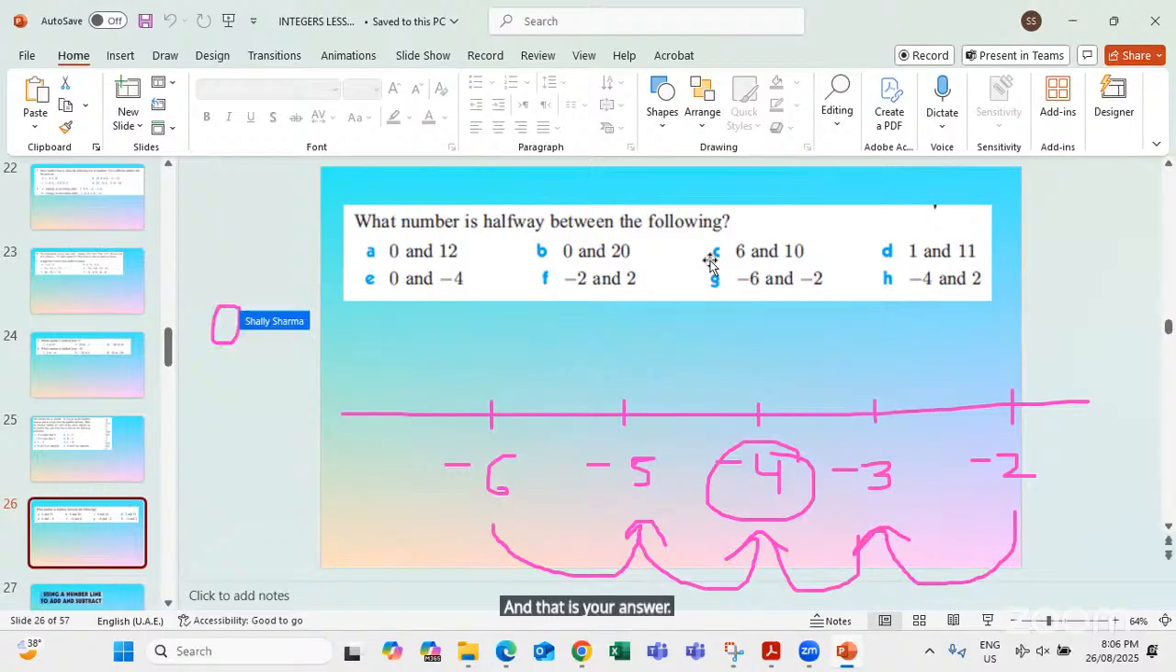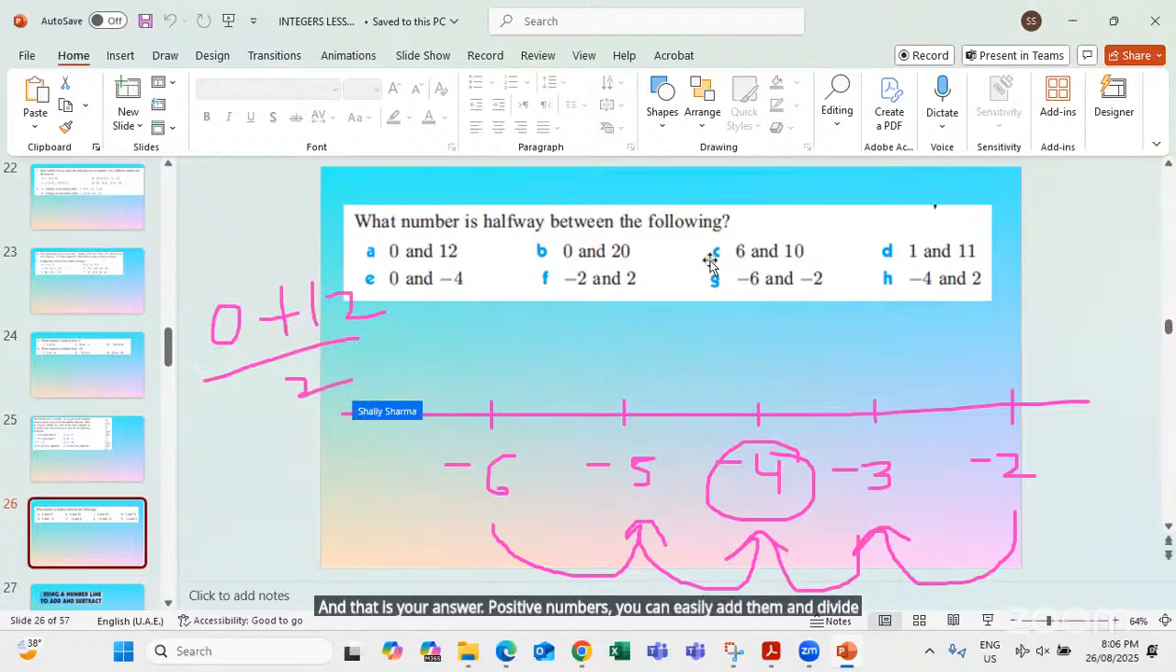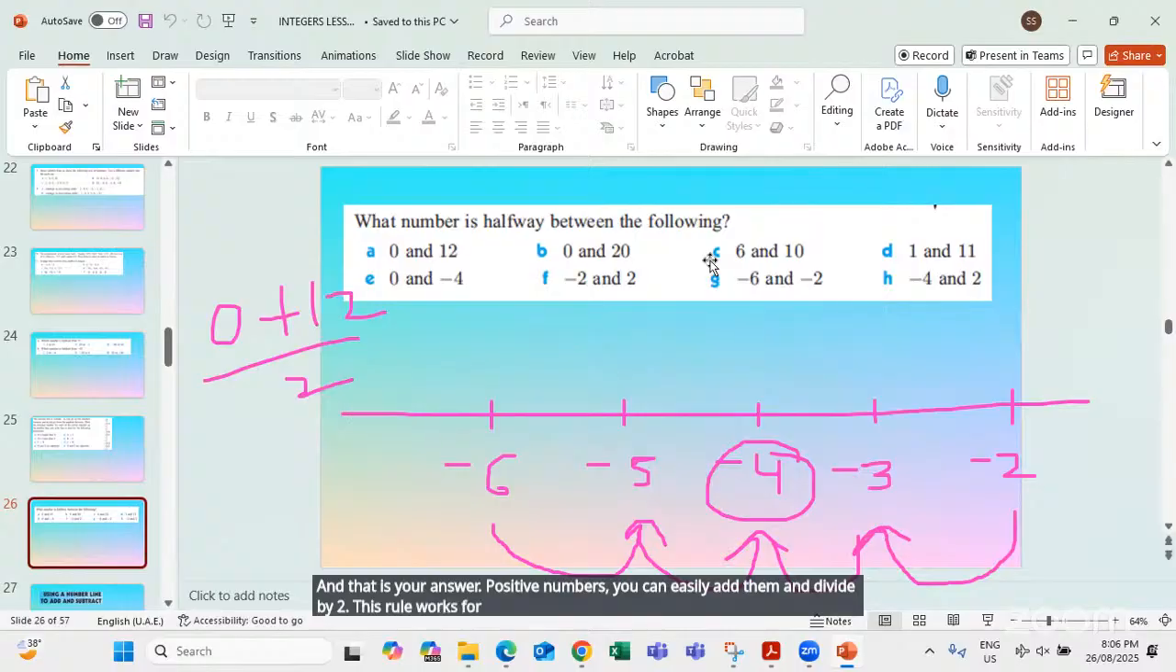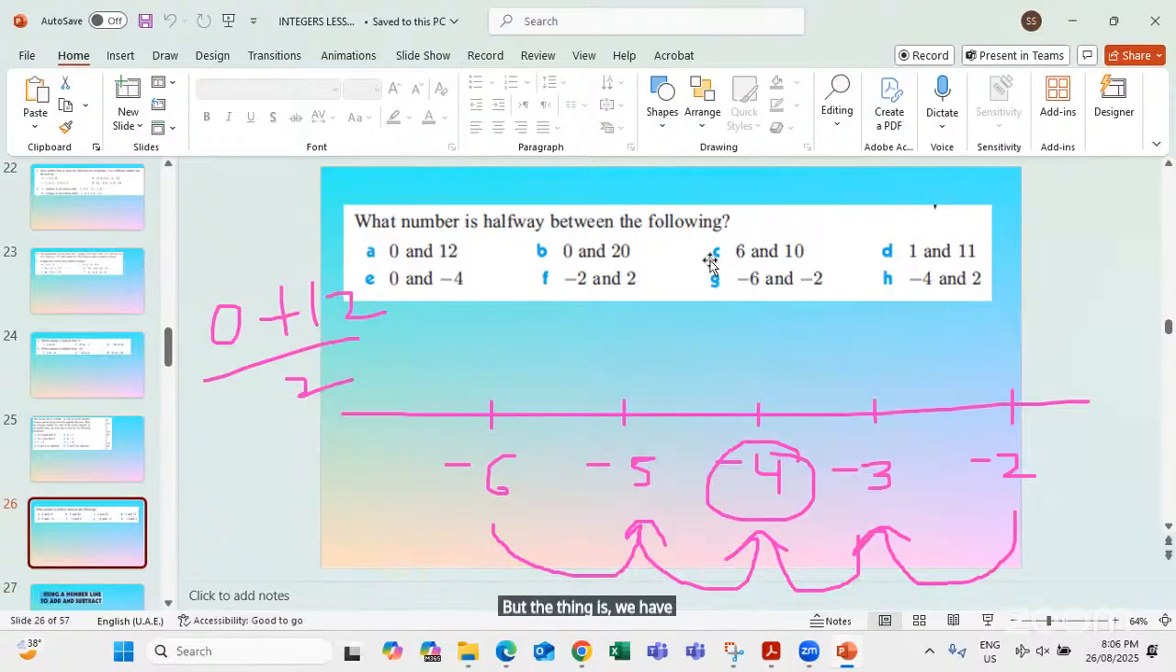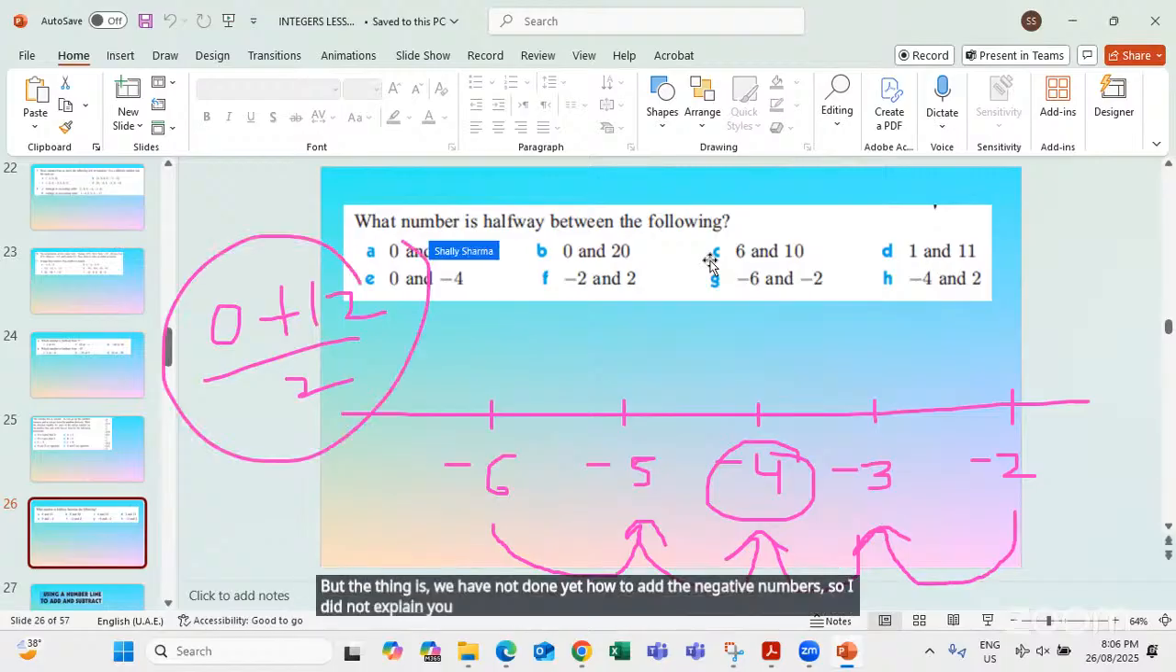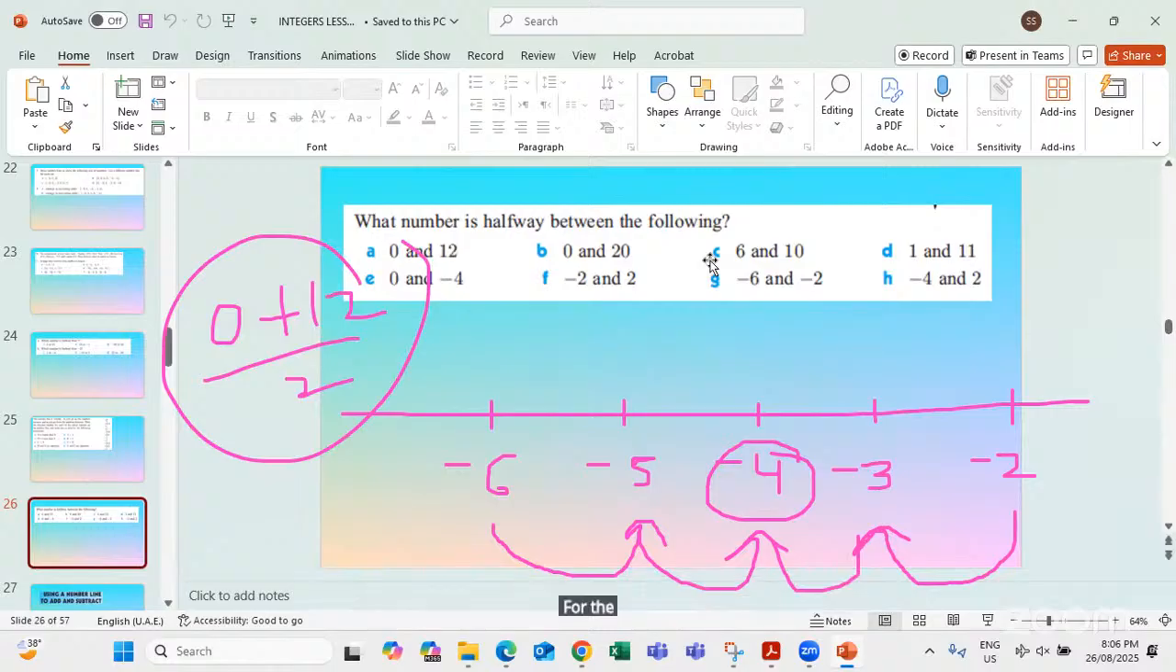Positive numbers, you can easily add them and divide by 2. This rule works for negative numbers also. But the thing is, we have not done yet how to add negative numbers. So I did not explain this method for finding the halfway for negative numbers. So in that case, you can go step by step.